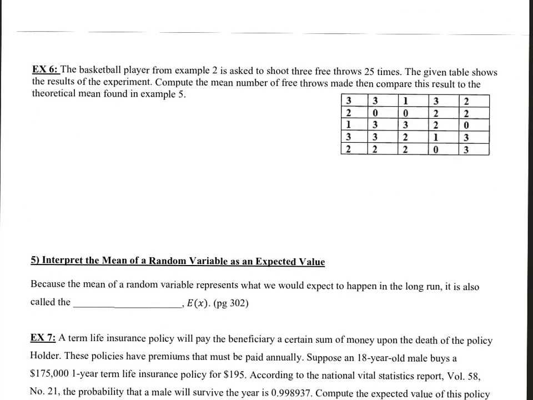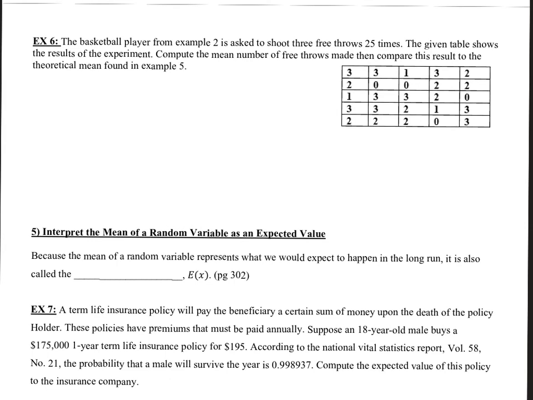Now let's take a look at example 6. The basketball player from example 2, which we went over, is asked to shoot the 3 free throws 25 times. The given table shows the result of the experiment. Compute the mean number of free throws, then compare this result to the theoretical mean found in example 5. Okay, so what we're going to do here is, because we repeated the experiment a ton of times, hopefully the mean we find will be closer to 2.4, which we found previously in example 5. So let's go ahead and compute the mean here.